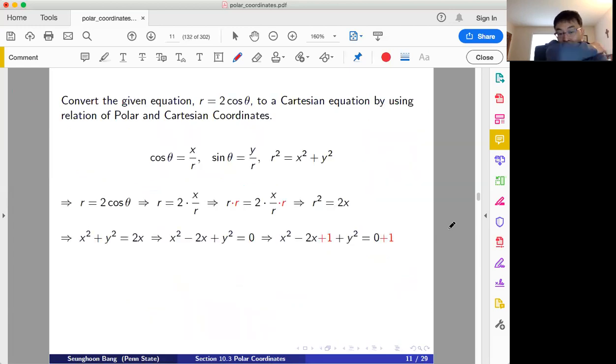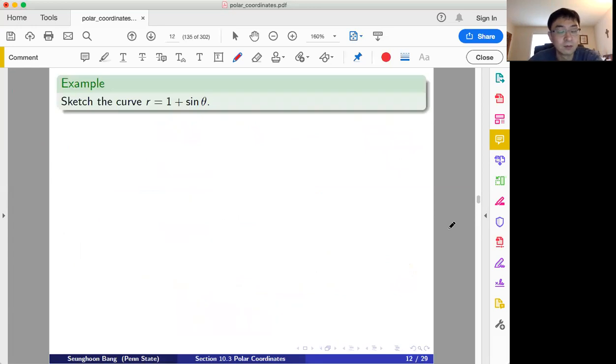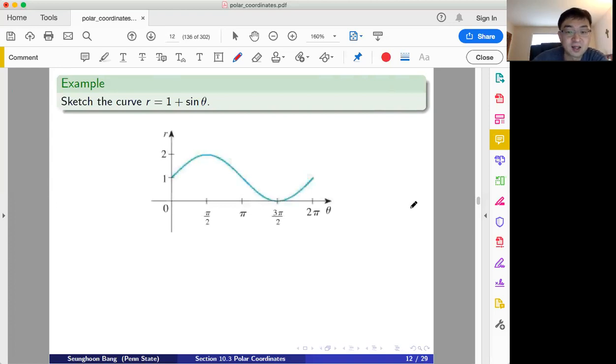Okay, this is one more problem. We are going to the next problem. Sketch the curve r equals 1 plus sine theta. How can you sketch the graph? If you change this to the Cartesian equation, it's really difficult to sketch. The best way is this: first, draw r equals 1 plus sine theta like a Cartesian coordinate graph, with the theta axis and the r axis.